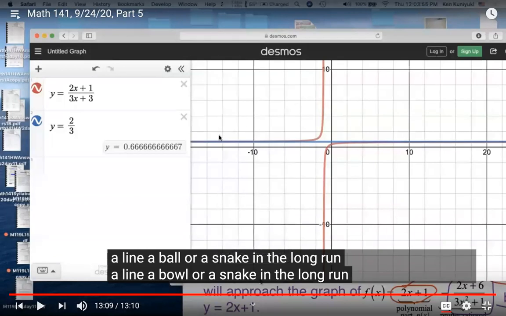All right. So next up, we're going to discuss, what happens if it's not simplified.